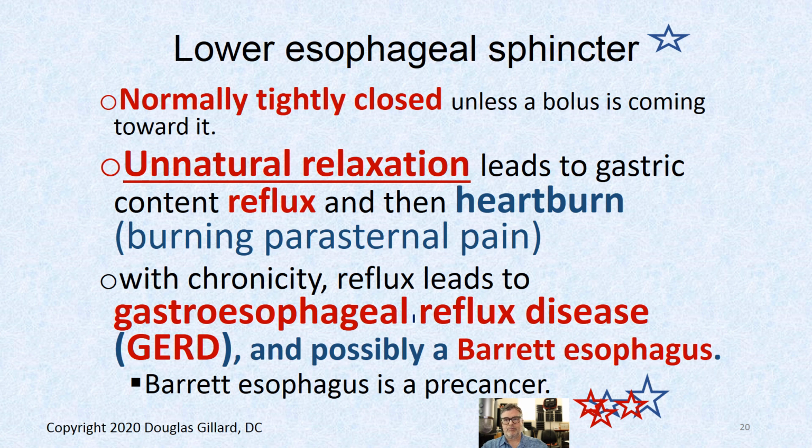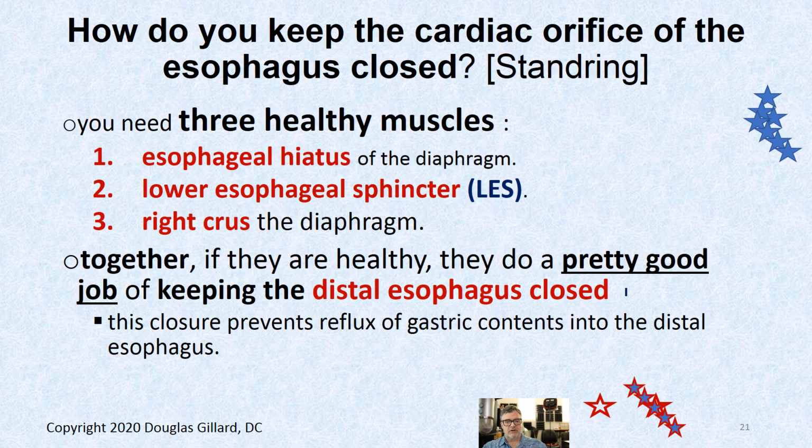You can get into the lamina propria and it can start bleeding and causing ulcers and things like that. And that's called gastroesophageal reflux disease, or GERD. Very, very common problem of humans. One of the most common pathologies. We'll talk a lot about that when the time comes. And the GERD can turn into a Barrett's esophagus, as we said, which is precancerous. That can become cancerous.